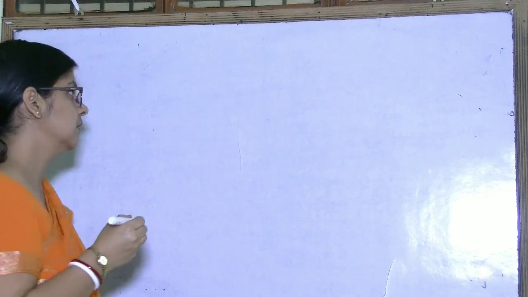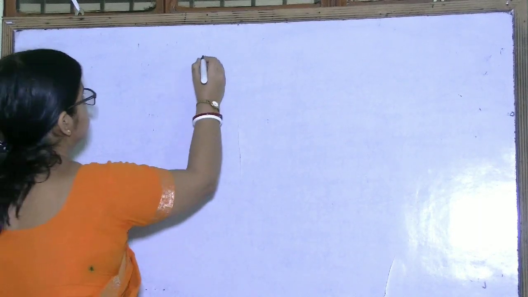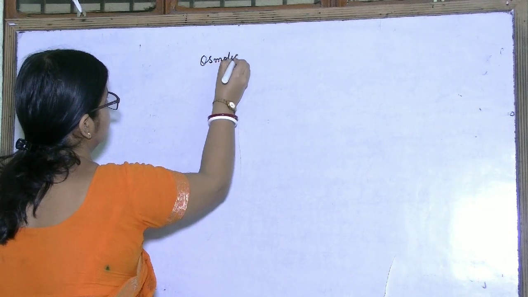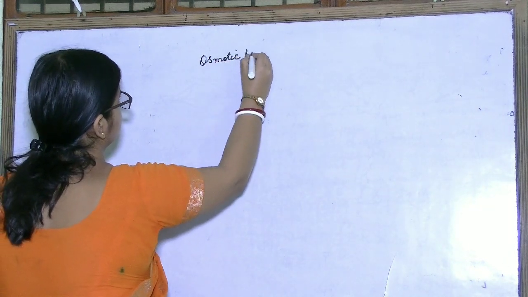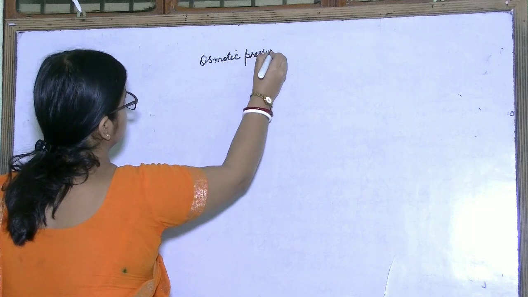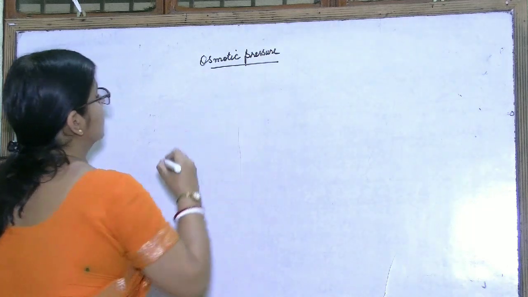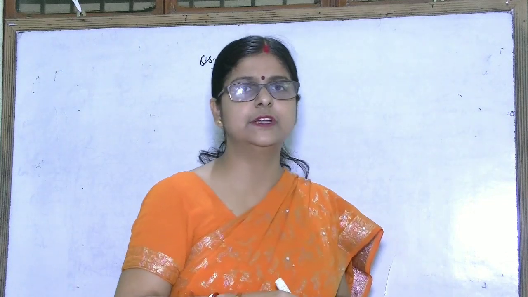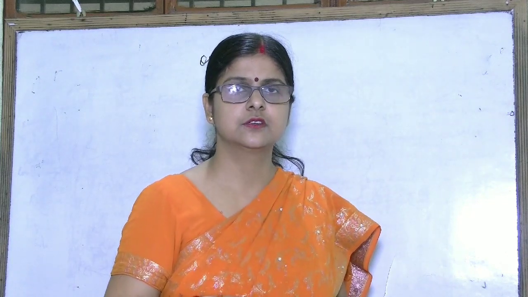Next colligative property is osmotic pressure. To understand osmotic pressure, let us recall what is osmosis.